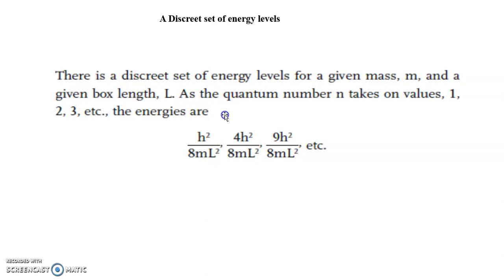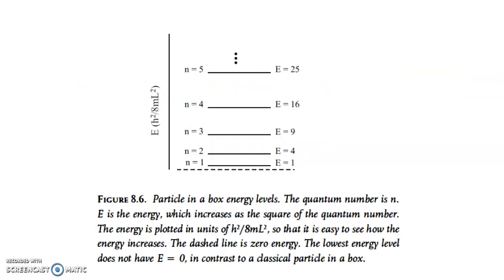As the quantum number n takes values 1, 2, 3, the energy will be like this: h square by 8 m L square, 4h square by 8 m L square, 9h square by 8 m L square, etc. Now you can see the energy levels. n is equal to 1, n is equal to 2, n is equal to 3, n is equal to 4, n is equal to 5. Energy 1, 4, 9, 16, 25.